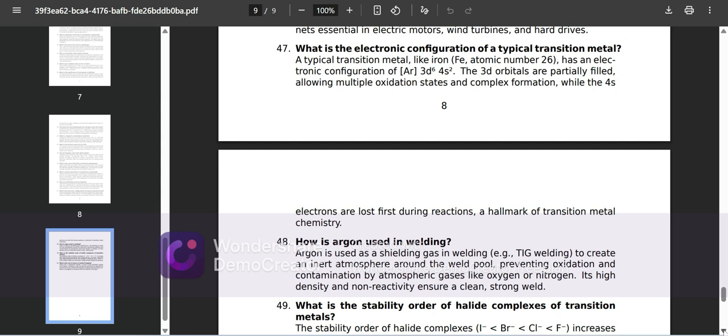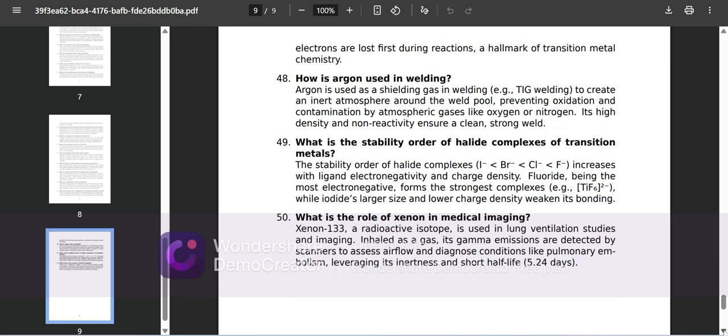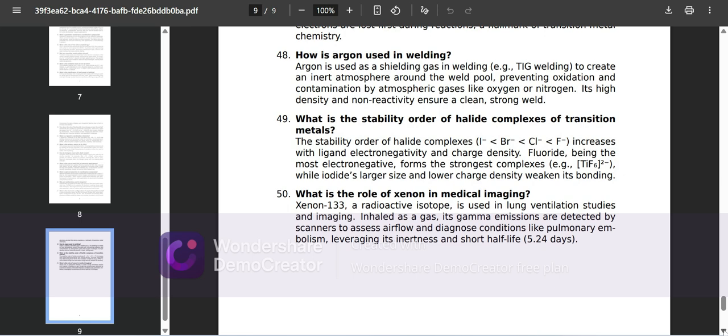What is the electronic configuration of a typical transition metal? A typical transition metal like iron, Fe, atomic number 26, has an electronic configuration of argon 3d6 4s2. The 3d orbitals are partially filled, allowing multiple oxidation states and complex formation, while the 4s electrons are lost first during ionization, a hallmark of transition metal chemistry.